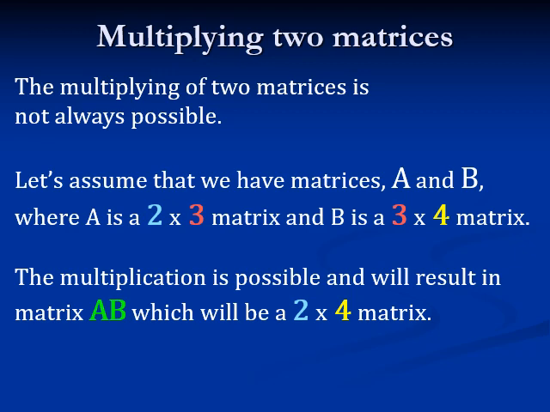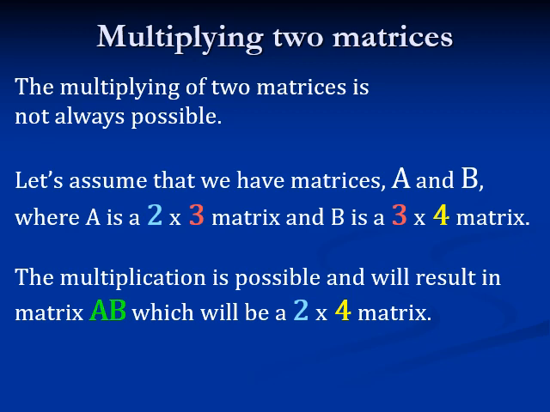So it's not always possible. Just like when you're adding, you can't add if they're not the right size. Same thing here. So let's assume that we have two matrices, A and B. A is a 2 by 3 matrix, and B is a 3 by 4 matrix. The multiplication is possible, and it will result in a 2 by 4 matrix. So matrix AB, the product of the two, will be a 2 by 4 matrix.